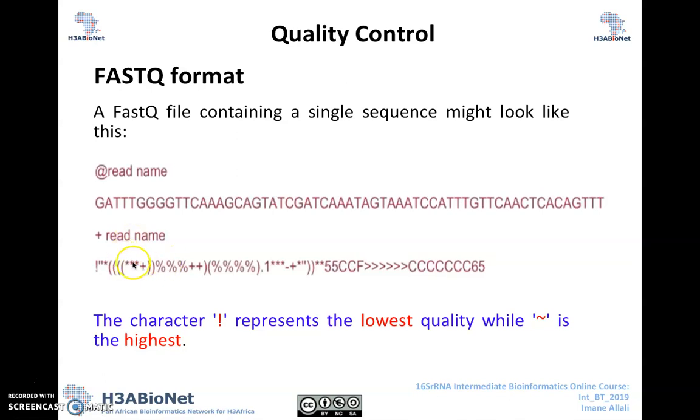And then the fourth line contains the ASCII characters, which represent the quality of each base. So there are as many characters here as there are bases here. The exclamation character represents the lowest quality, while the tilde is the highest.